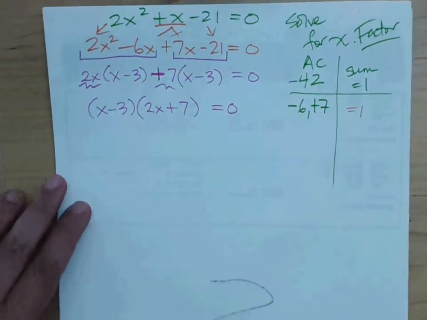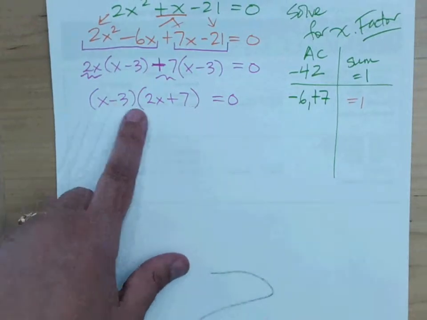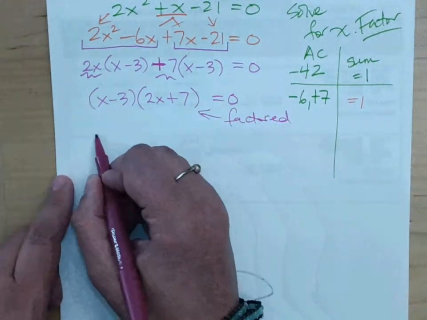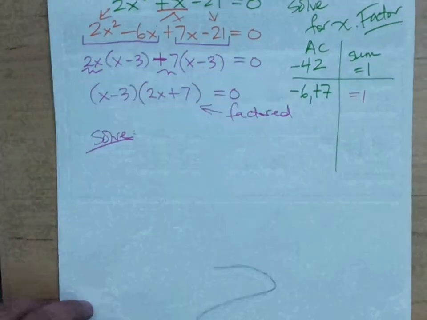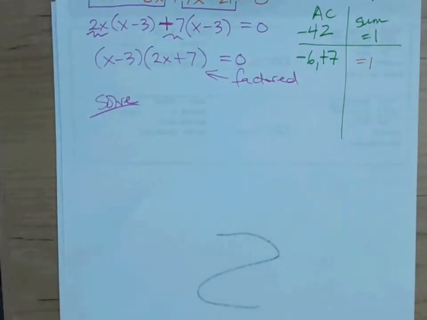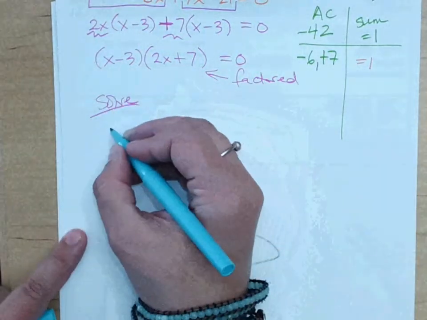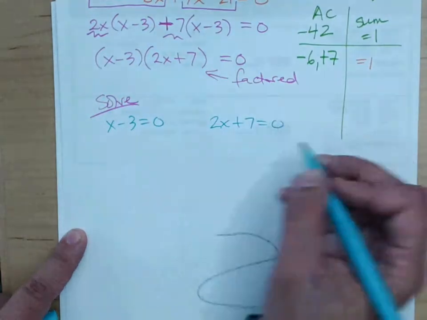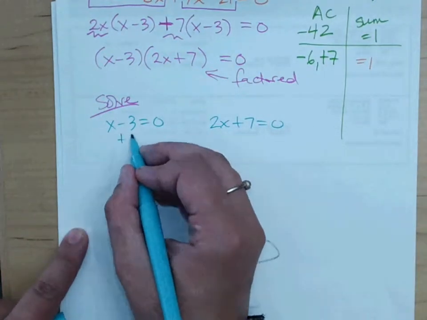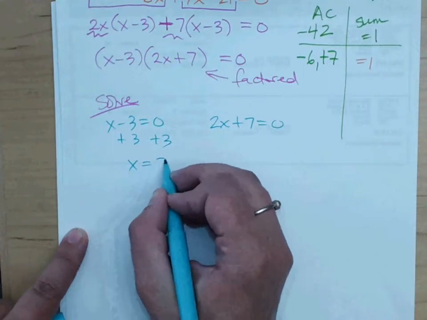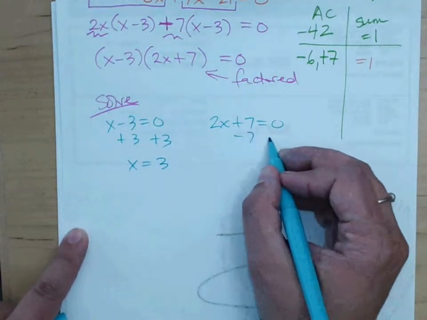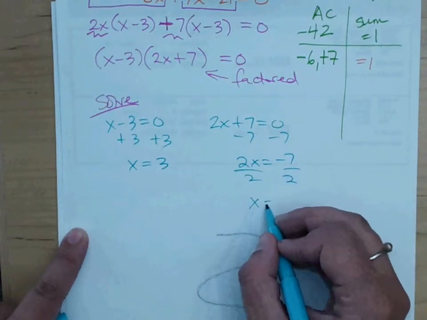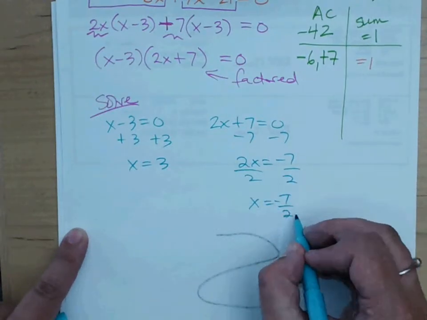Okay, now the difference between factoring and solving. Right now, this is currently factored, but we want to solve. So what do we do to solve? We go x minus 3 equals 0 and 2x plus 7 equals 0. We solve for x. Plus 3, x equals 3. Minus 7, 2x equals negative 7. Divide by 2, x equals negative 7 halves.